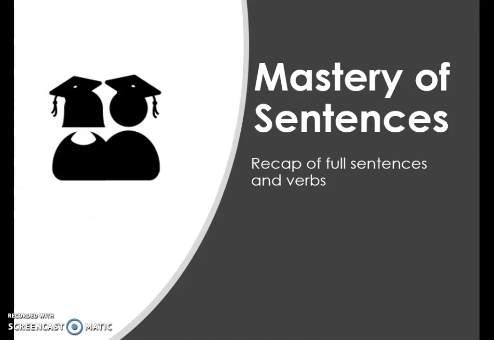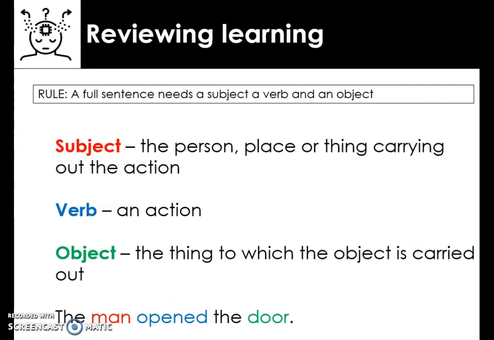So first of all, mastery of sentences. A reminder: a full sentence needs a subject, a verb, and an object. Subject, the person, place, or thing carrying out the action. The verb is the action that's taking place. The object is the thing to which the action is carried out. An example being, the man opened the door. The man is the subject, the action is opened, and door is the object to which the action is happening.